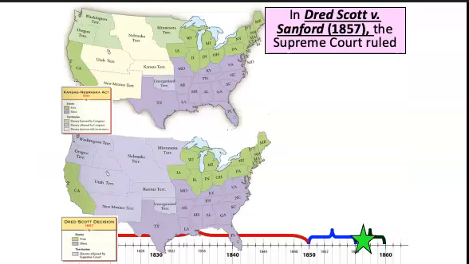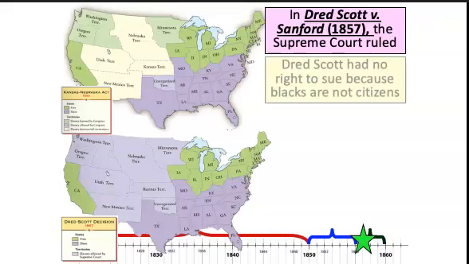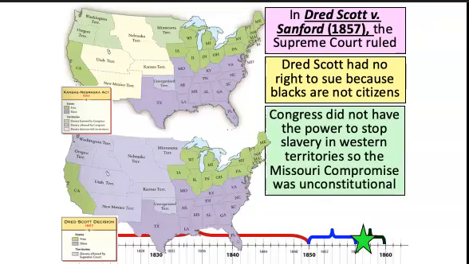And what they rule is the following. Number one, they rule that Dred Scott had no right to sue because black people were not citizens of the United States, nor were they ever intended to be citizens of the United States. And secondly, that Congress did not have the power to stop slavery in the Western territories, so the Missouri Compromise was unconstitutional.